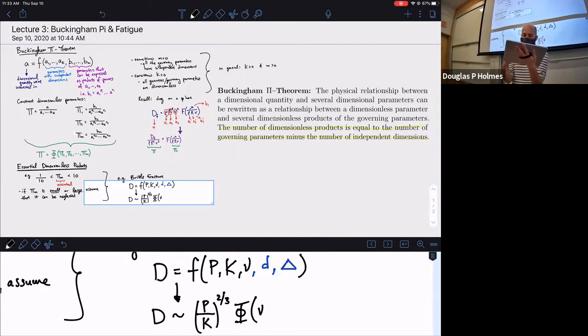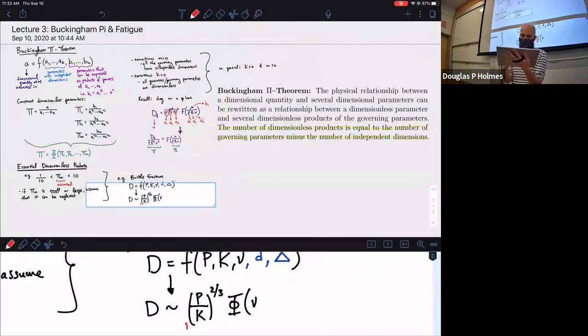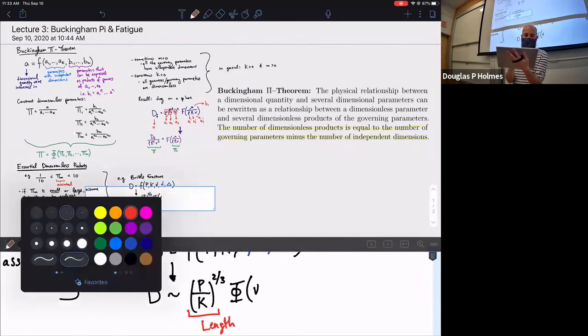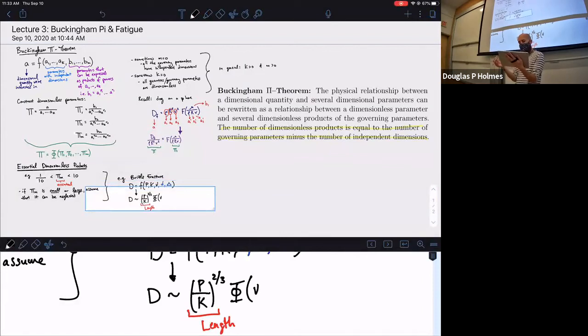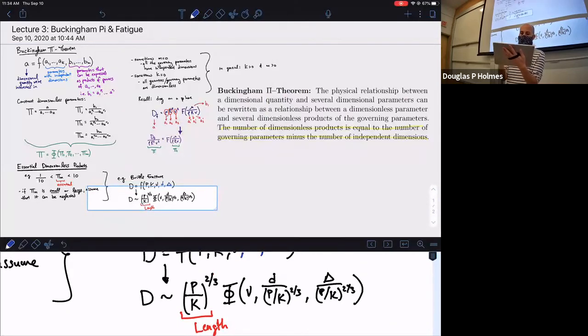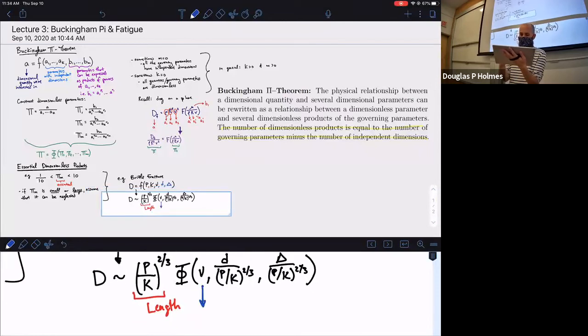What are those dimensionless products? Recall that P over K to the 2/3 has units of length. So what we would have gotten was that the base of the cone would scale as P over K to the 2/3 times some unknown function of Poisson ratio and little d over P over K to the 2/3, capital delta over P over K to the 2/3. In the language of the Buckingham Pi Theorem, we would say this is pi 1, this is pi 2, this is pi 3.